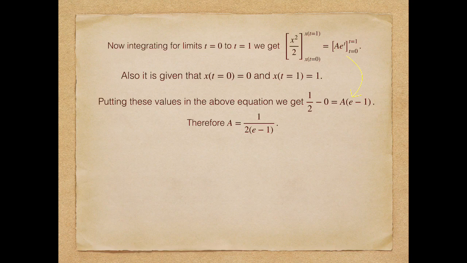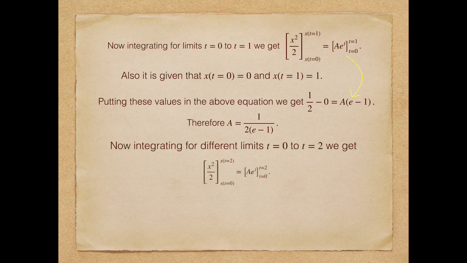Now to find x at t equal to 2, we integrate on different limits from t equal to 0 to t equal to 2, and we get x square by 2 putting the correct limits, and on the right a exponential t, and from t equal to 0 to t equal to 2.